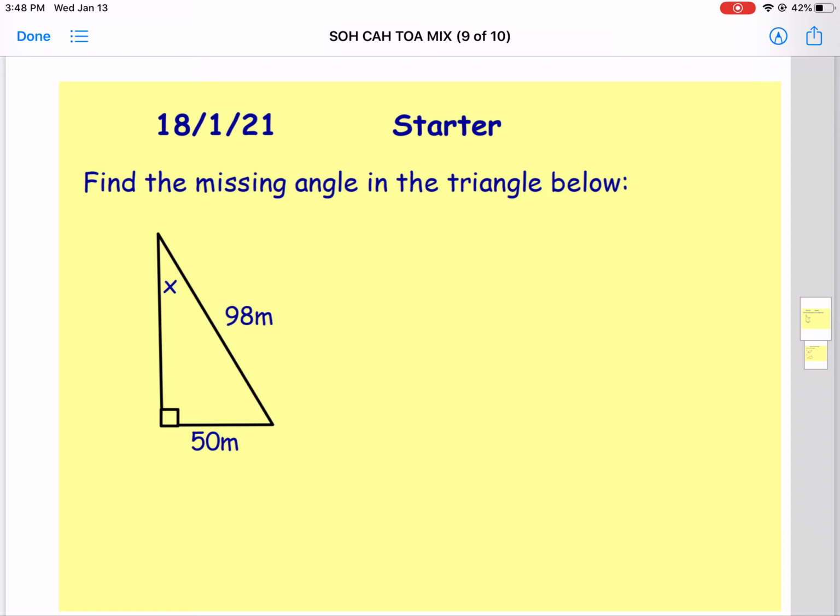All this is going to do is talk you through a couple of examples for what we're going to do today. It is a mixture of finding the missing side and finding the missing angle. So a big mixture using both methods that we've been doing last week. As a starter here, if you can pause the video just now and complete this.